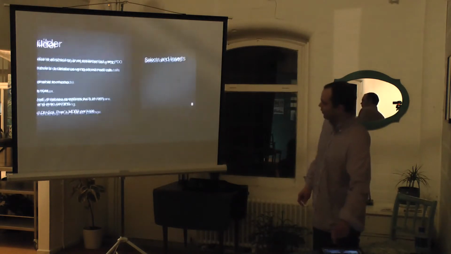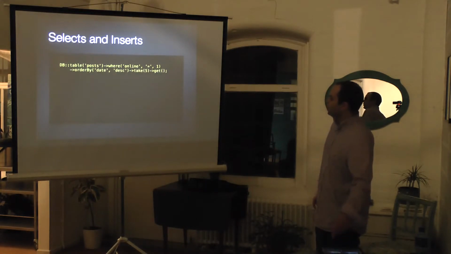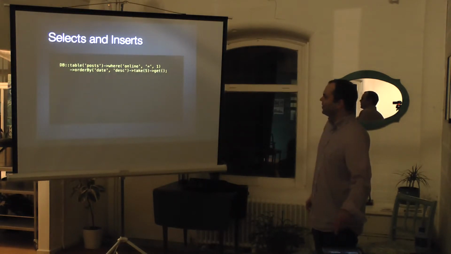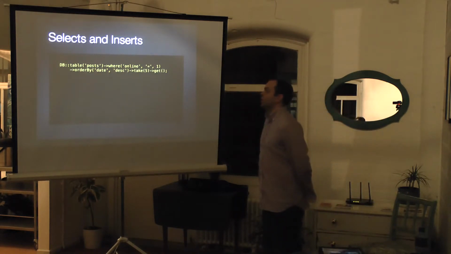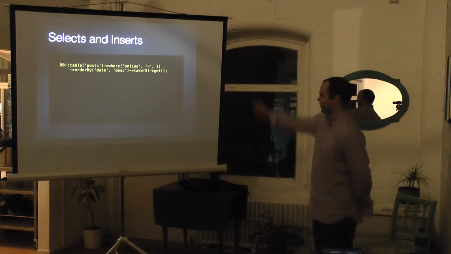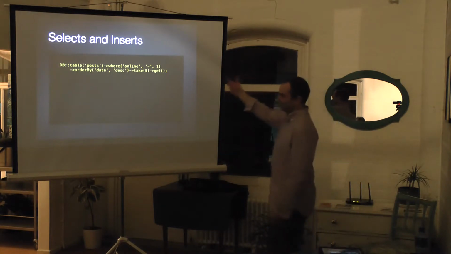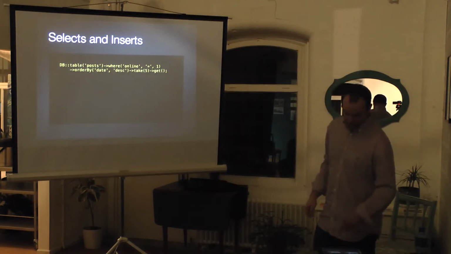Okay. Let me give an example of how this is used. Selects and inserts. So I think it's pretty clear what's going on there. It's selecting data from a posts table where the online flag is 1. It's ordering by date descending. It's taking 5 records, and get is just the postfix at the end to say it's time to go and get these. That's the end of the fluent chain.